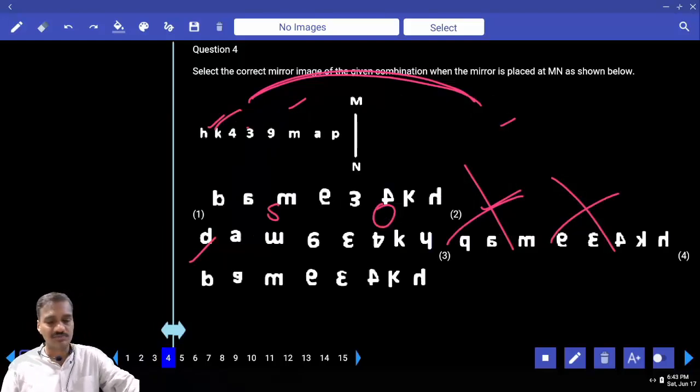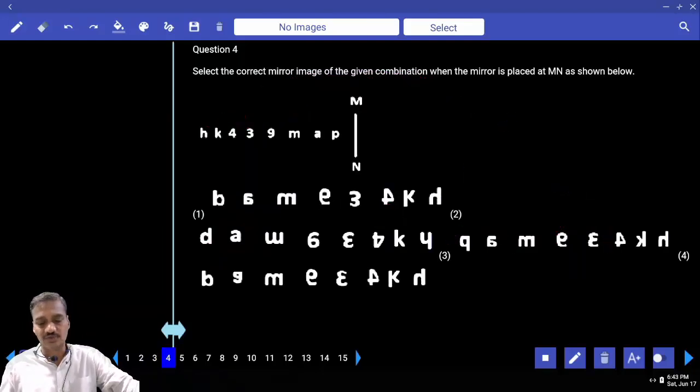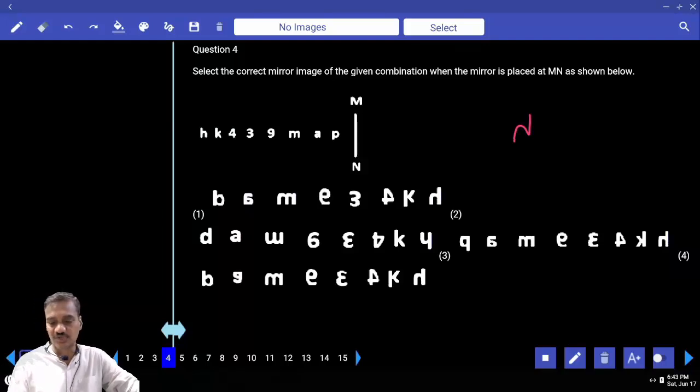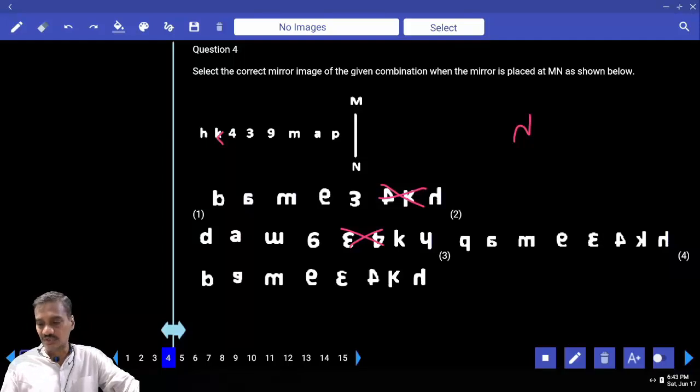Then coming to question number 4. In this fourth one we need to find out the mirror image. Mirror image of H: H towards the left hand side must be like this. Now H at this place, so choice 2 is ruled out. Isn't it? Then K. In this K, the downside must be upside. Here K is at the upper side and that is ruled out. And the next one, K, this is a normal K. Then what is your answer here?